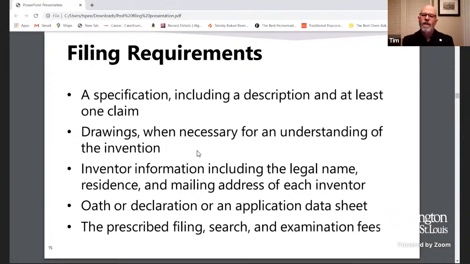You also include the inventor information here, your residence, mailing addresses, all the contact information. There's an oath or declaration. We have something now called an application data sheet. That's a sheet that lists the inventors, the applicants, all of that technical information. And then it also lists, you can file an application and claim priority.